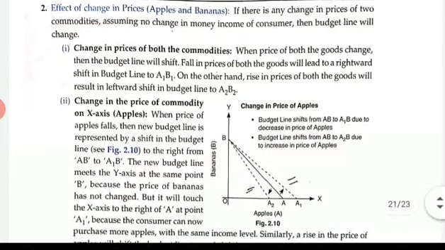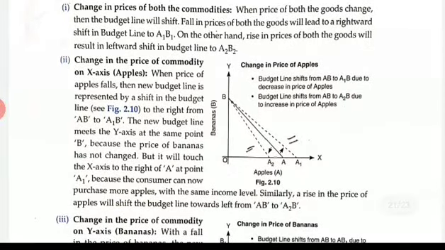Now suppose there is a change in the price of commodity X. Suppose on the X axis we are measuring apple. When only the price of the apple changes and the price of the apple falls, the budget line shifts to the right from AB to A1B. It is just like a rotating of the PPF, no? Like that, when there is a change in the price of the good on the x-axis, and there is a fall in the price of apple or good X, the budget line will shift rightward, and the new budget line will be from AB to A1B1.